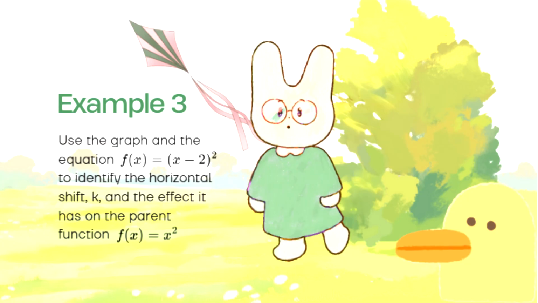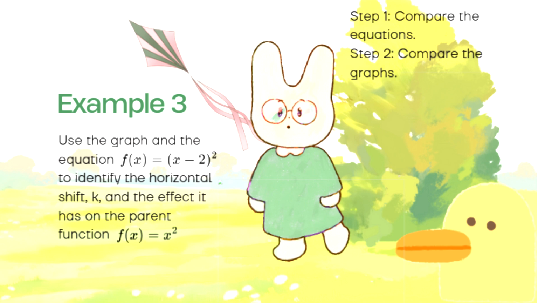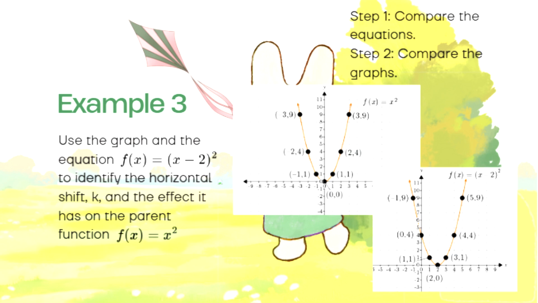Here is example 3. Use the graph and the equation f of x is equal to (x minus 2) squared to identify the horizontal shift k and the effect it has on the parent function f of x is equal to x squared. The difference in these two formulas is this minus 2. So we know that k is equal to the opposite, which is plus 2. And here are our two graphs.